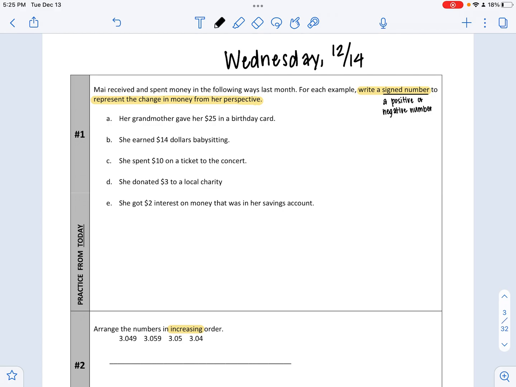In contrast, in example C, when she spends money, so she has less money spent, we would use negative 10. Go ahead and pause the video to fill out the signed numbers for B, D, and E.